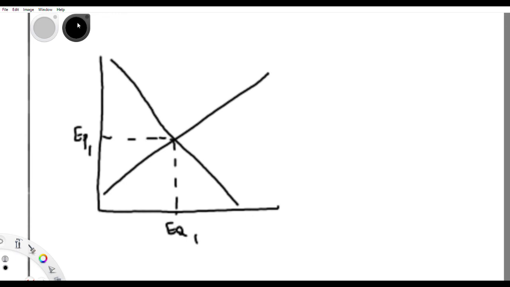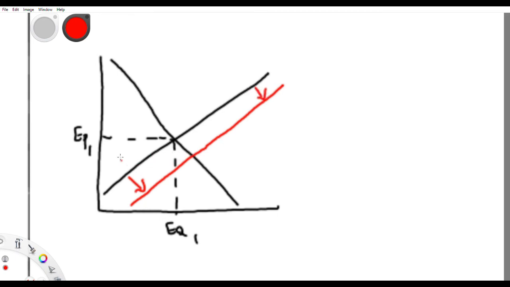If there is a shift in the supply, if the supply goes upward, supply moving up, supply increasing means it shifts to the right also. So this is the right, it shifts to the right this way. This means the supply has increased.